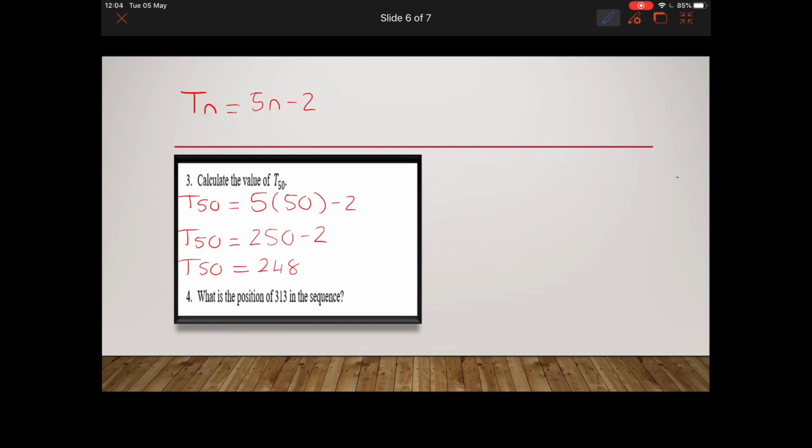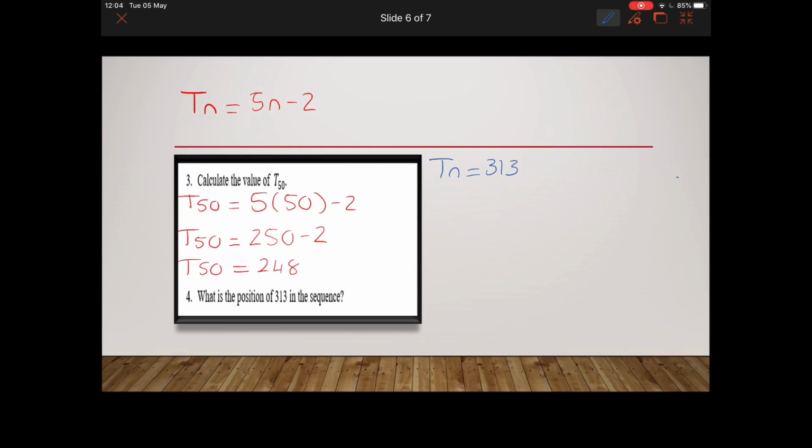Then question 4 says, what is the position of 313 in the sequence? Now this is a little different because they've told us what the Tn is actually equal to. So they've said that Tn is equal to 313, and we need to find out the position. So we need to find out n on its own.